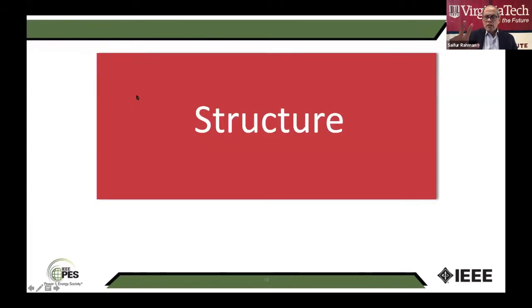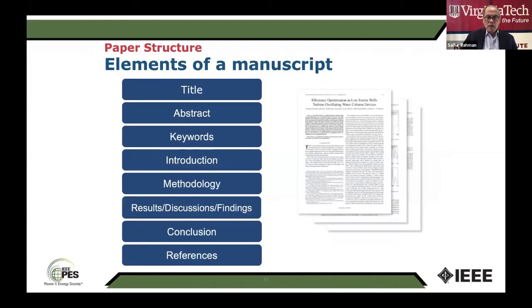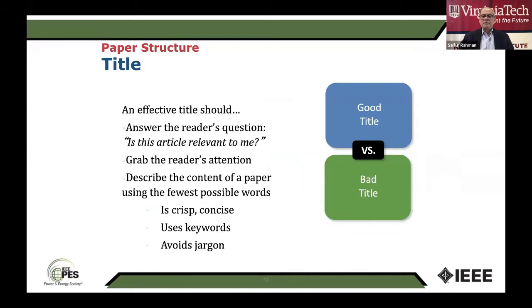what are the structures of a paper? A paper must have the following items: title, abstract, keywords, introduction, methodology, results, discussions, conclusion, references. Make sure you have these boxes in your paper. Fine. Title.